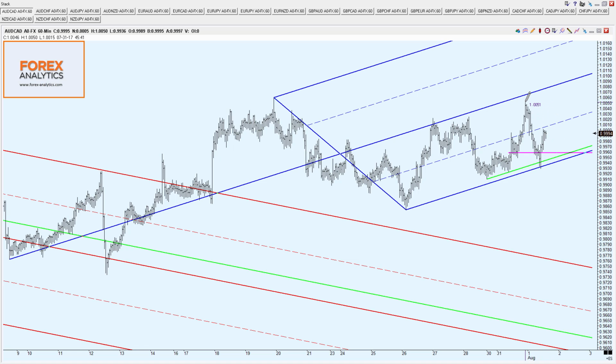First place I'd be looking for resistance would be a line along that high, again in the angle of the fork. I'd be looking up here at about 10060. If we move through that, I'd be looking at the median line at about 10080.